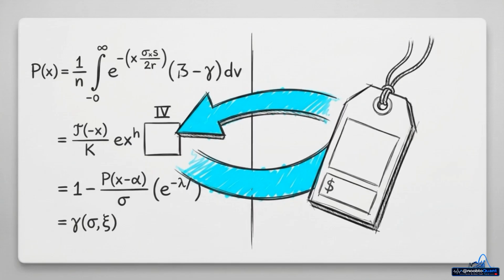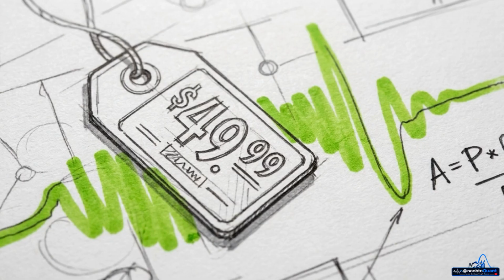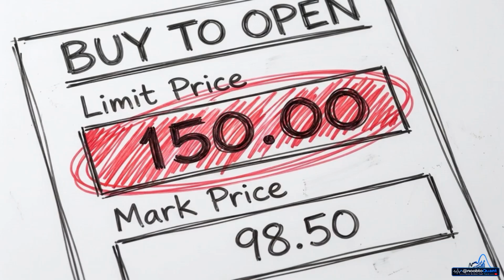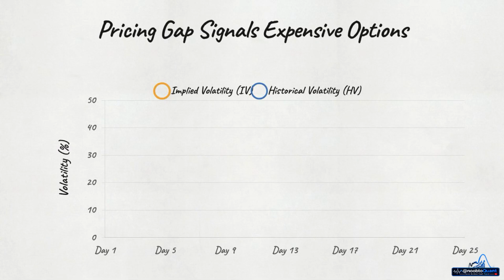Here is a counterintuitive truth about option pricing. Implied volatility is not an input you plug into a model to get an option's price. It is an output generated by the market price of the option itself. And because market participants constantly overpay for insurance, implied volatility structurally overstates actual historical volatility. That persistent overpayment creates the measurable gap you see here.